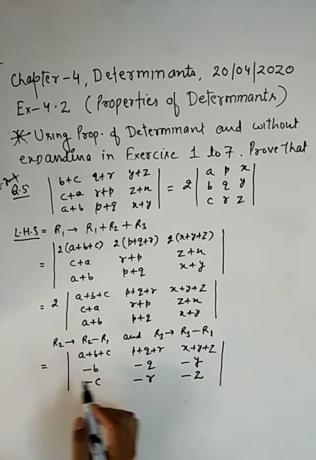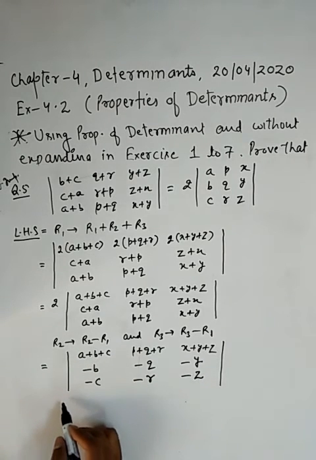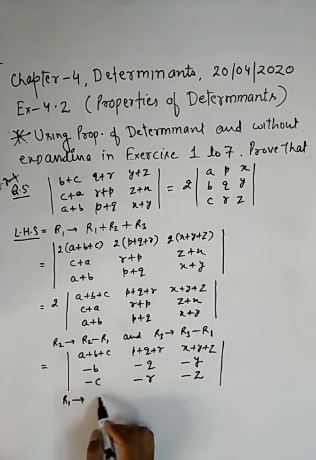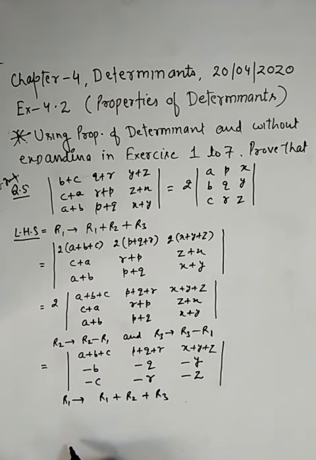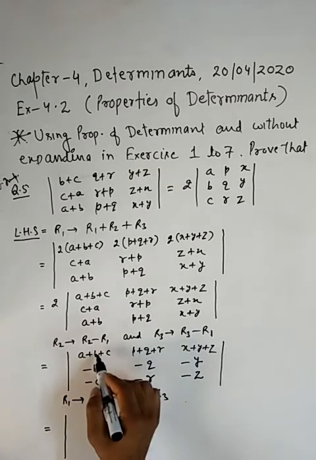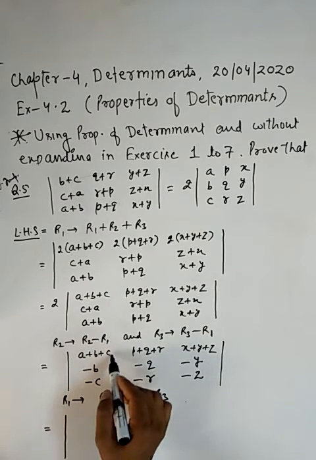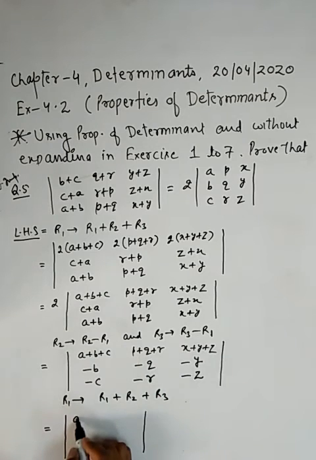Now again I am applying the property row 1 change, row 1 plus row 2 plus row 3. See what will come when you add row 1, row 2, row 3. B cancel with B, C cancel with minus C, so you left with only A minus B minus C. Here you left with P minus Q minus R, left with X minus Y minus Z.